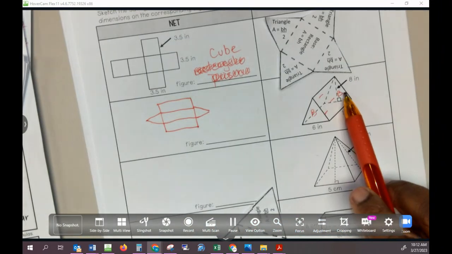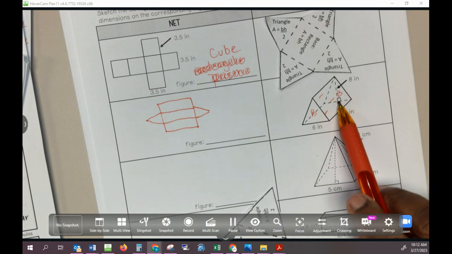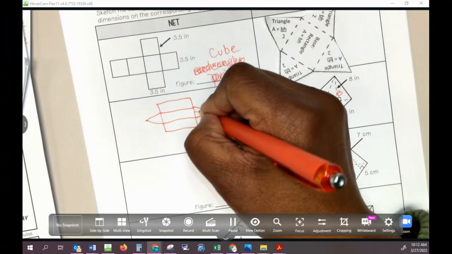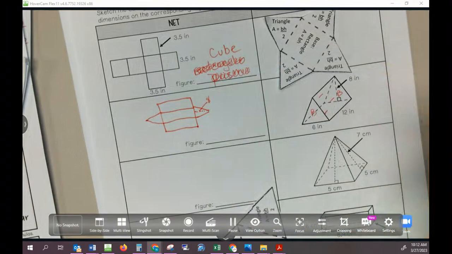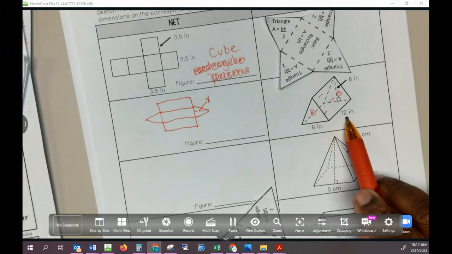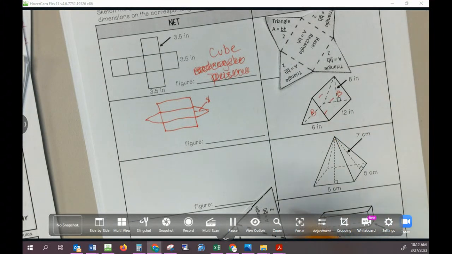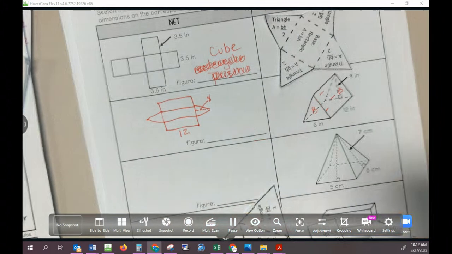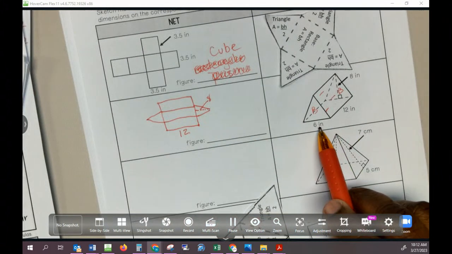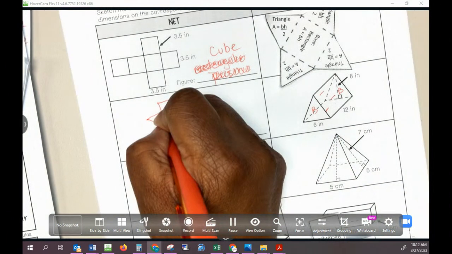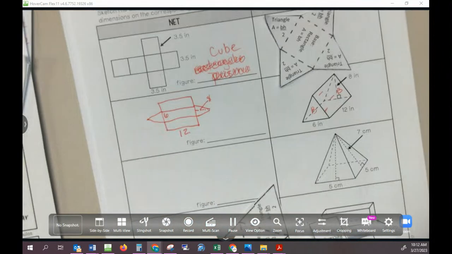And so it shows me here that 8 is the height of one of the bases. So I'm going to put my dots here and I'm going to say 8. And then it shows me 12 is the side of a rectangle. So I'm going to say 12. And then it says one of the sides of the base is 6. So I know this is 6.